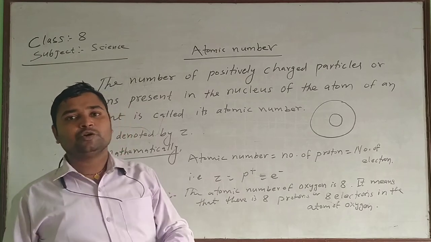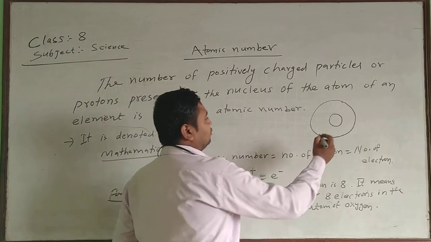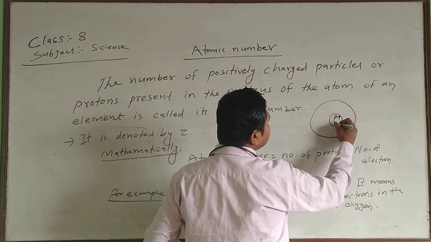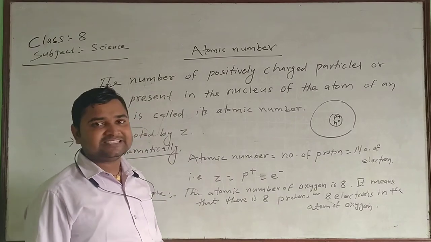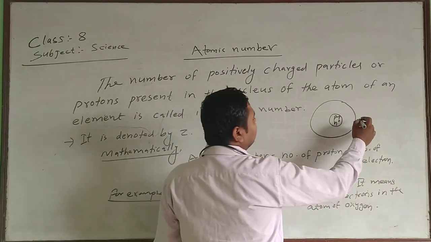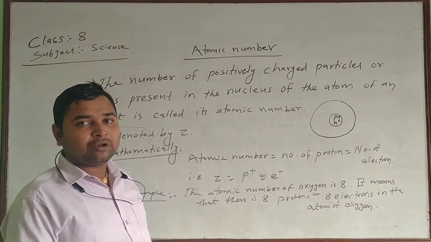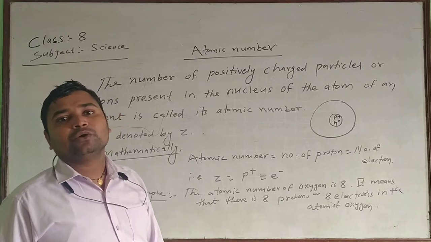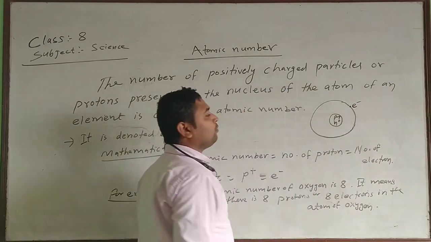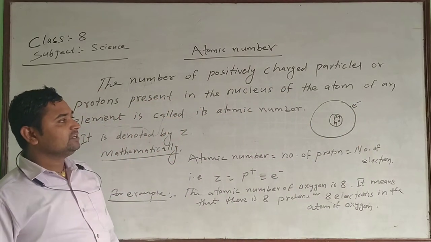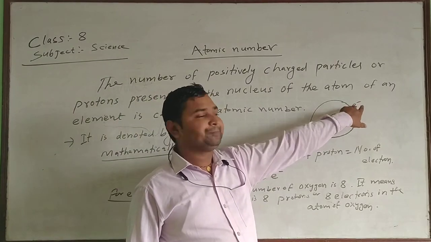Tyo bhitra ke huncha? Proton huncha ra neutron huncha. Ke bhitra? Nucleus bhitra. Proton ko positive charge huncha ra neutron ko kunai charge hudaina, chargeless particles huncha. Tesai gari around the nucleus, there is an orbit or shell in which electrons lie, which revolve around the nucleus. Electron ko charge ke huncha? Negative huncha.